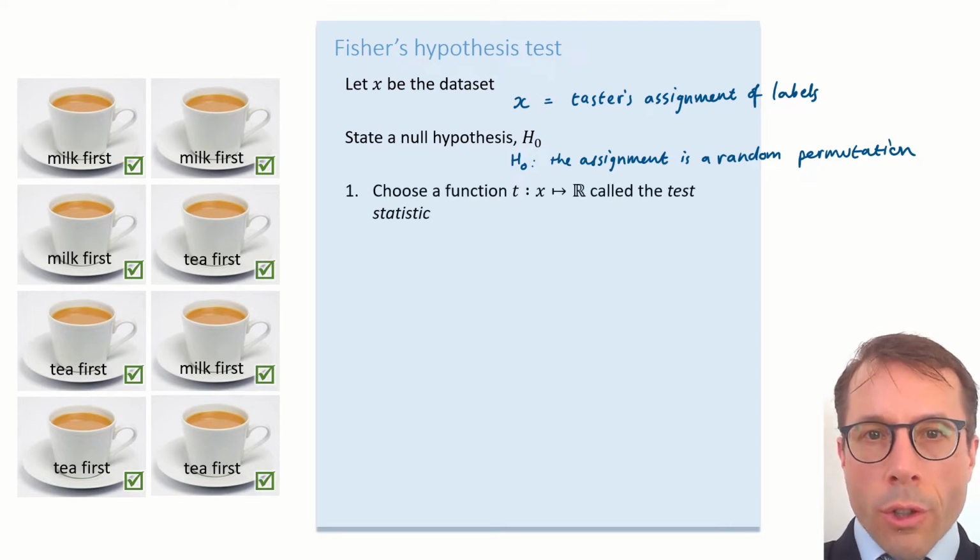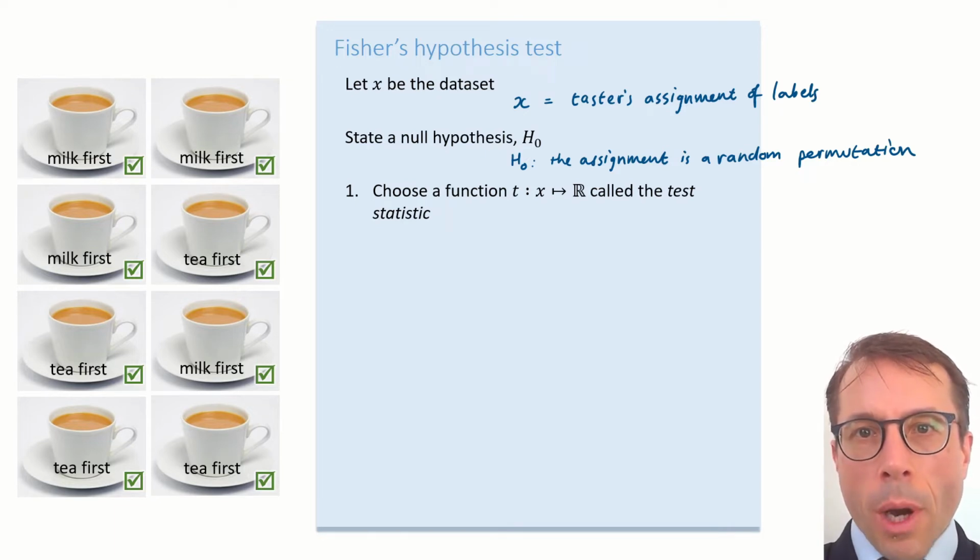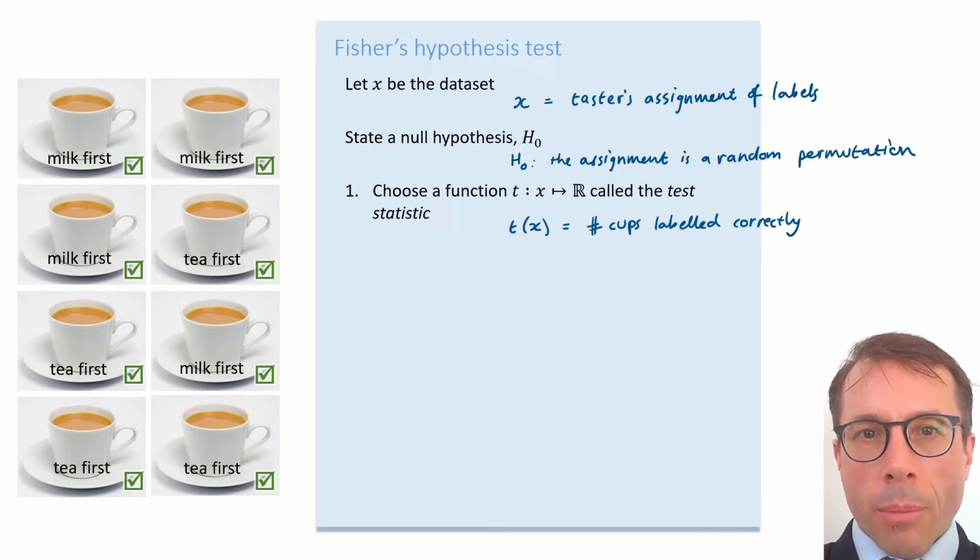Now, we choose a function called the test statistic. This is a statistic, that's a technical word we learnt in the last video, and it just means it's a function of the dataset. In Fisher's experiment, let T of X be the number of cups that are labelled correctly for label assignment X.